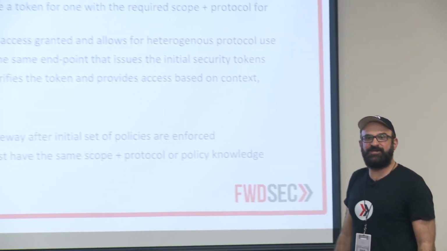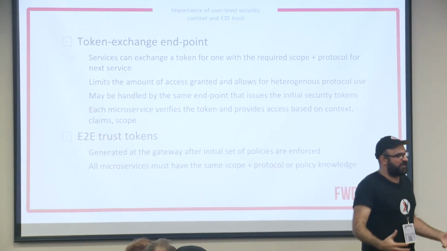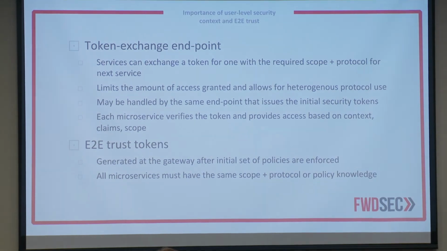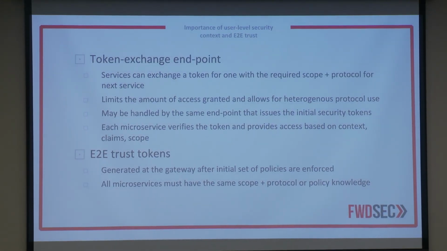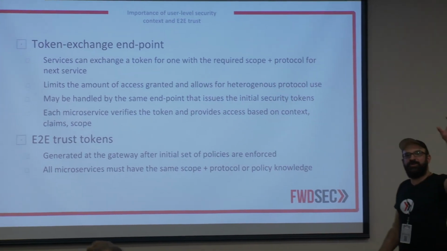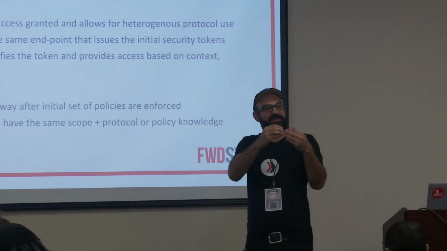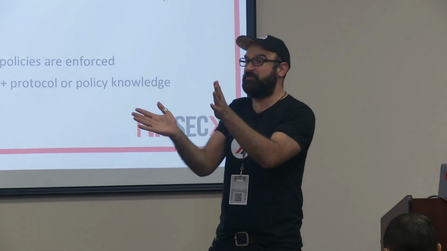So there are two different ways you can ensure that there's end-to-end trust across your call chain. One is to use a token exchange endpoint. This is the preferred method. So services exchange a token for another one. You go through your API gateway, you reach your account balance microservice. This account balance microservice now needs to go to two other microservices.